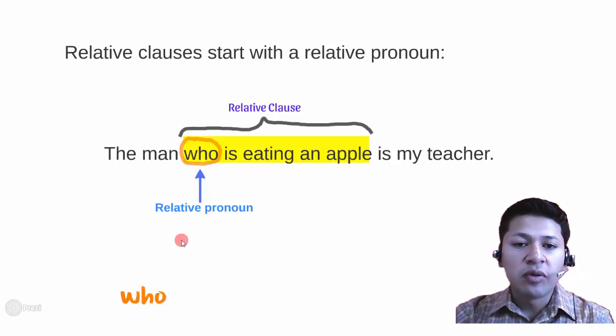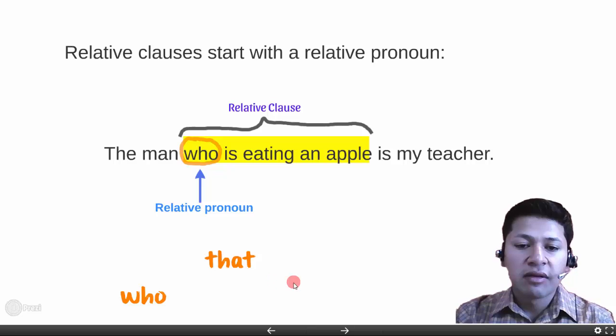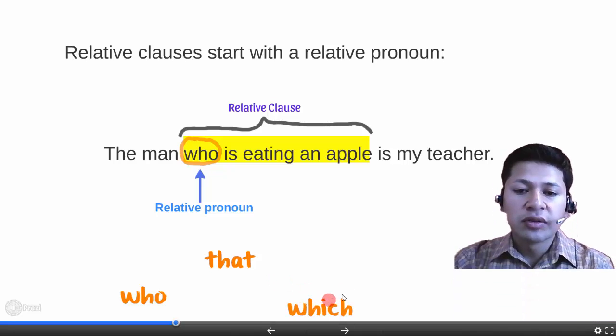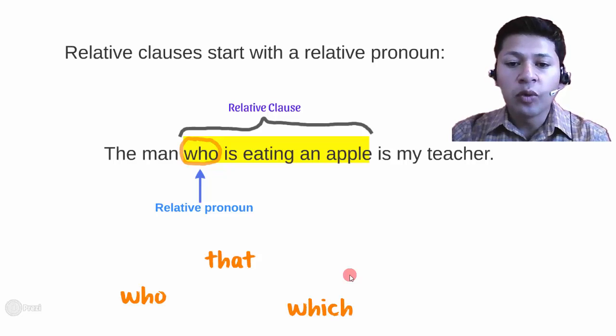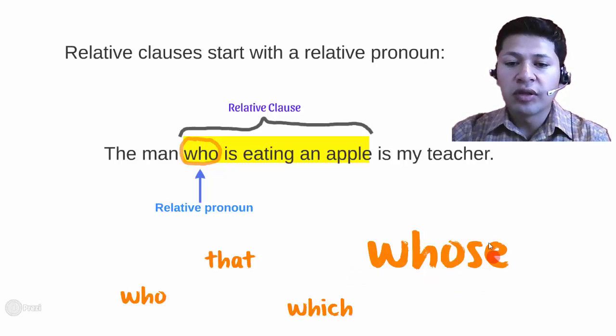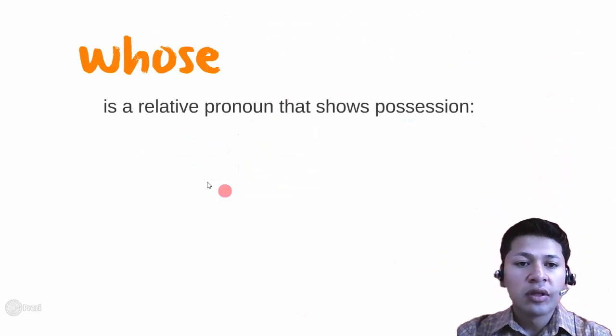There are some examples of relative pronouns. Who, that, which, and today we're going to review whose, the relative pronoun whose. Whose is a relative pronoun that shows possession.